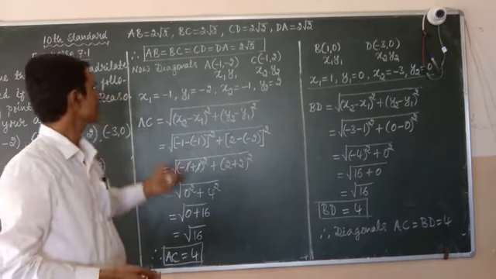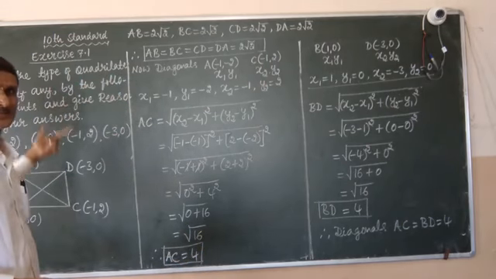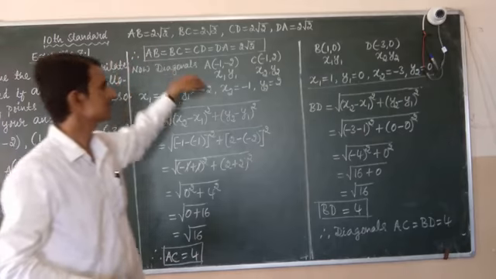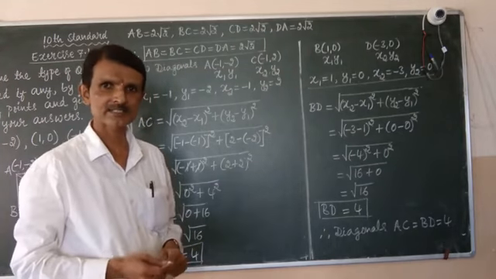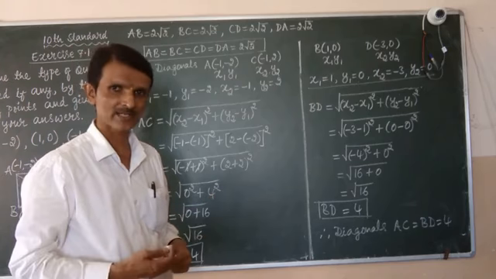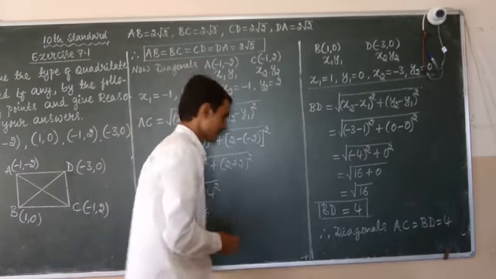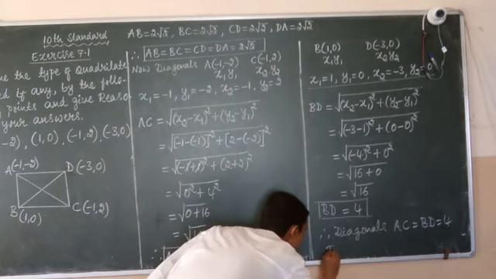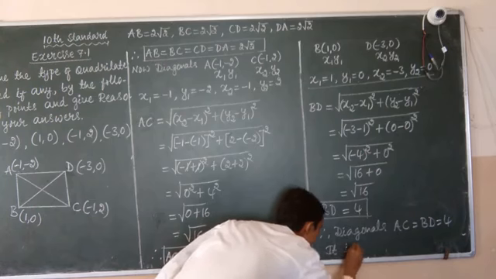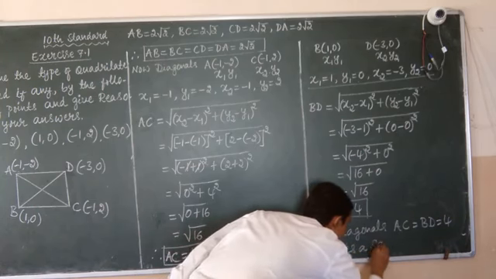Hence, the quadrilateral, what do you call this type of quadrilateral? If all the sides are equal and the diagonals are equal, then it is called a square. It is a square.